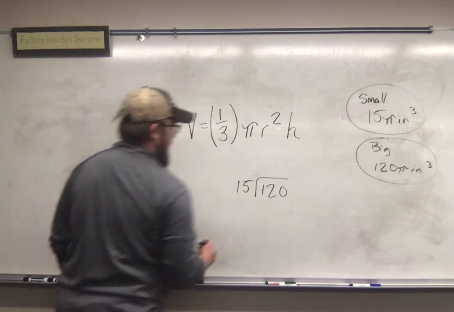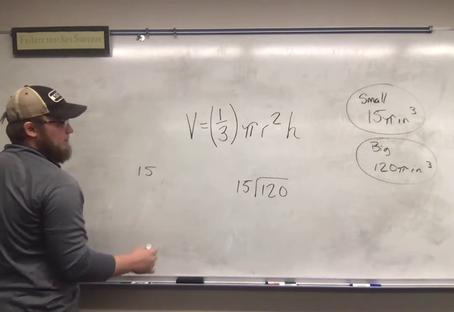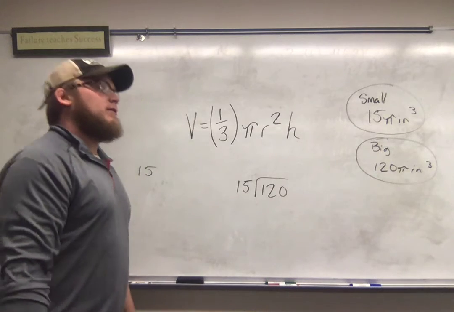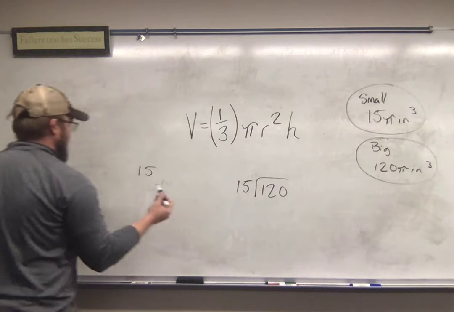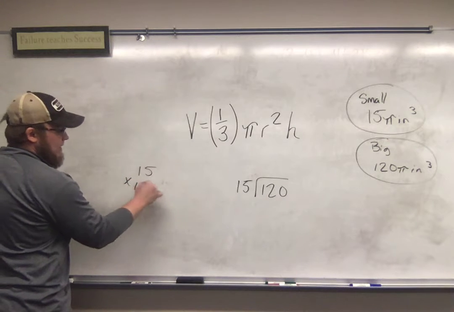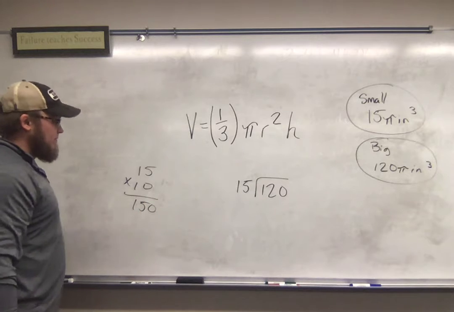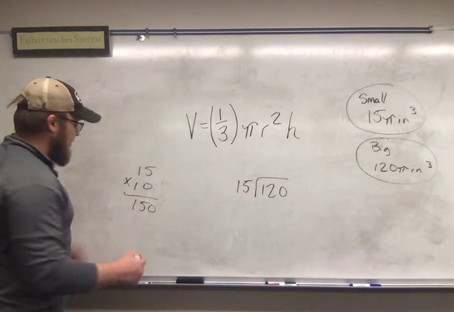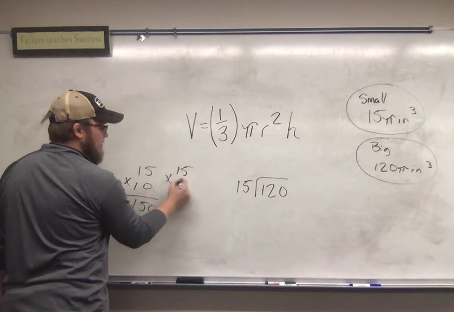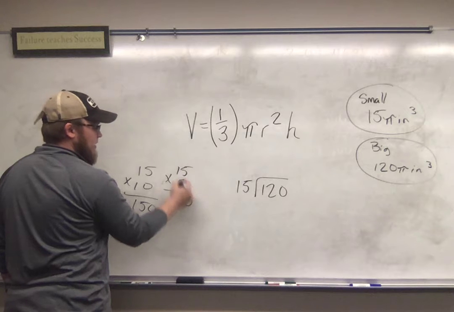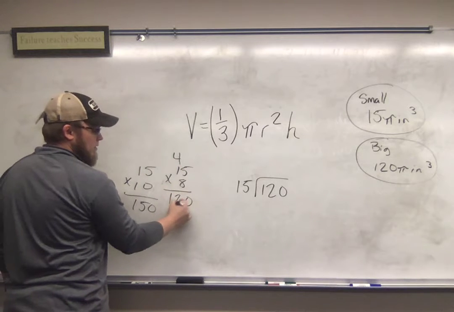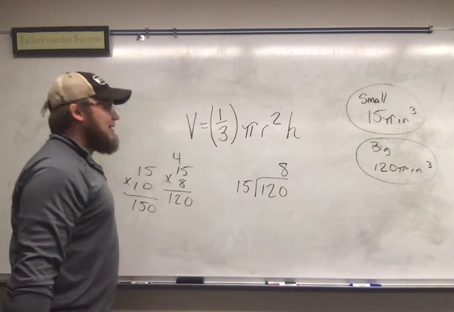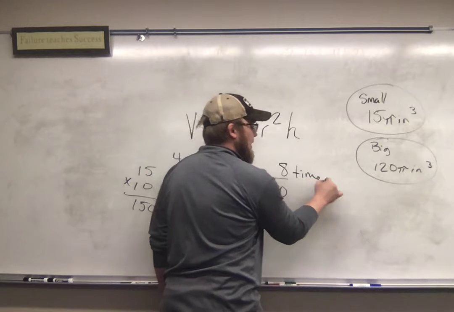This one I don't know, so I'm going to take some guesses right away. I know 15 and 15 is 30. Let's guess: times 10 is going to give us 150. If I take 2 away from that, which is minus 30, it's probably going to be 8. 15 times 8, 8 times 5 is 40, and that's exactly what it is. So it is 8 times bigger.